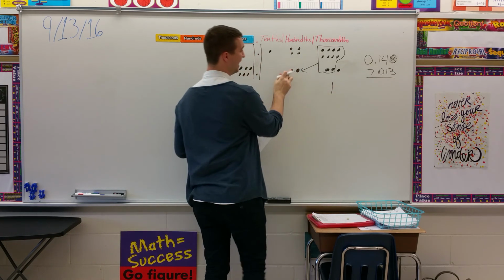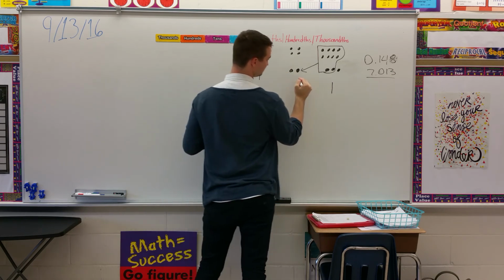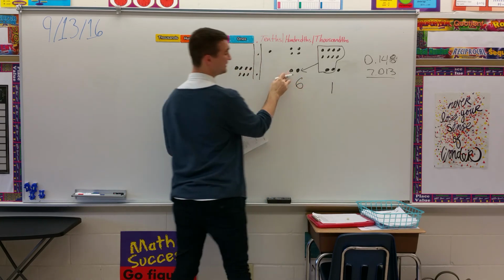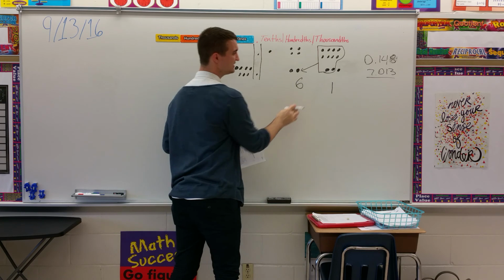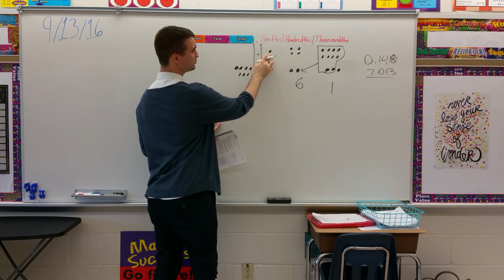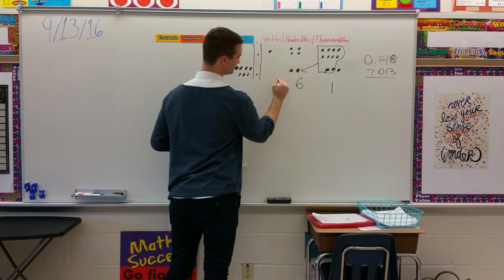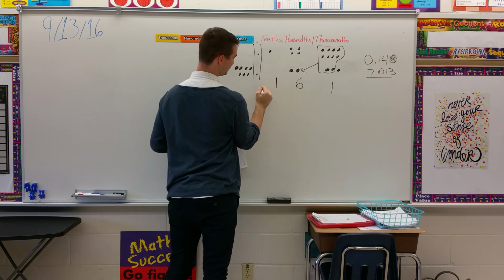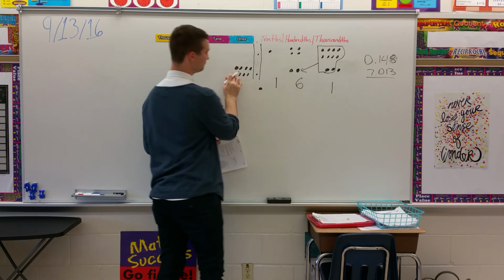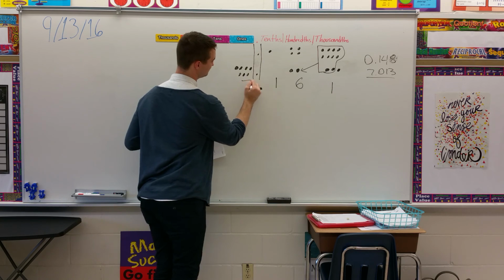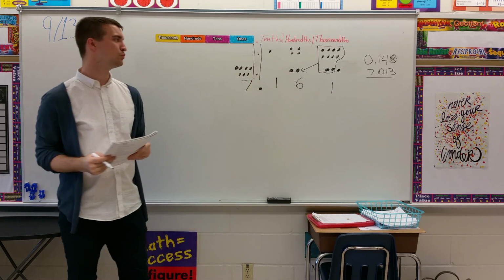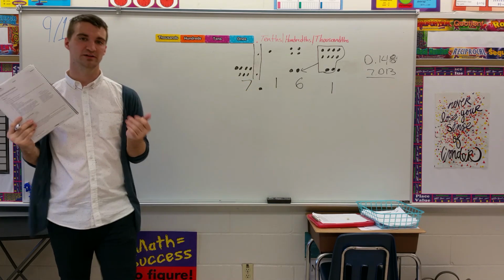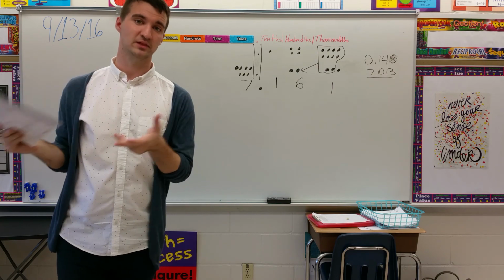All right, and now 4 plus 2 is 6. My bad, 4 plus 2 is 6. So we're going to look at this one right here, 1 plus 0. All right, and then 7 plus 0. And that is the way that we do addition with decimals in a place value form.